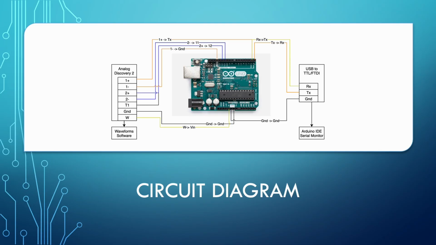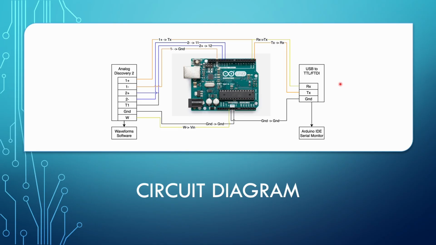Here we have a circuit diagram, so you don't have to look at a bunch of wires on my desk. On the left side, we have the Analog Discovery 2 board. The 1 plus and minus and 2 plus and minus blocks are the oscilloscope channels. T1 is the trigger, G and D is ground, and W is the waveform generator. On the other side of the diagram, we have the USB to TTL cable with broken out pins. The reason for this cable is so I can observe the serial monitor in the Arduino IDE and send commands.